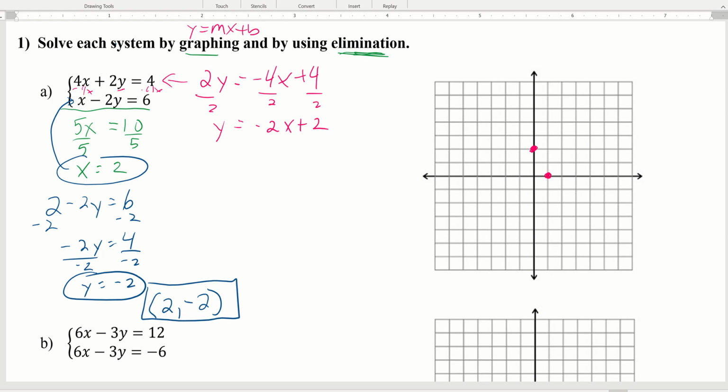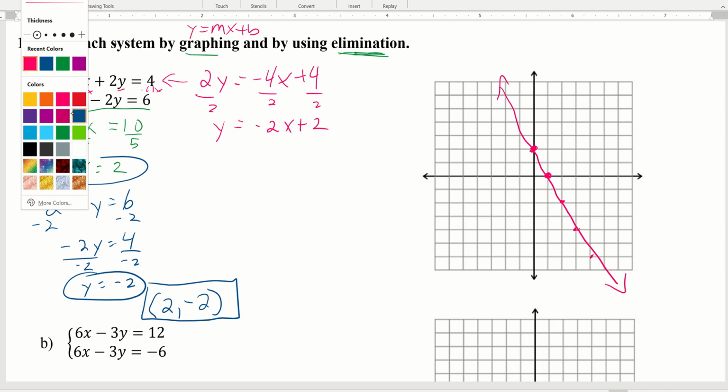Now I'll do a few of these points because I don't know where the intersection is going to be, but we actually do. It's going to be this point, 2, negative 2. So I'm going to do a few points just so that I can have a nice clean intersecting point. And then you've got a nice line like this. Well, bam. And that's your first graph.